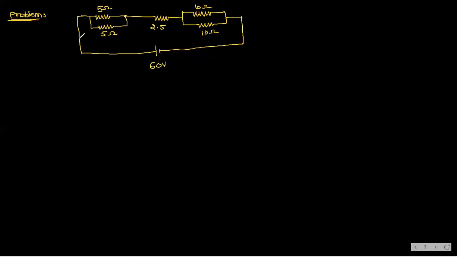Can you do it now? Across this you are getting V1. Across this it is V2. And across this it is V3. Although the resistors are parallel, potential will remain the same. That's why across these two resistors you are getting V1, and across these two resistors you are getting V3.